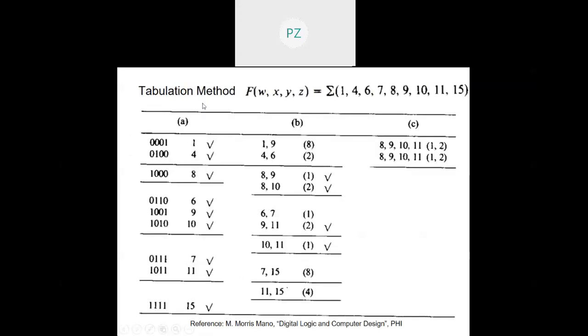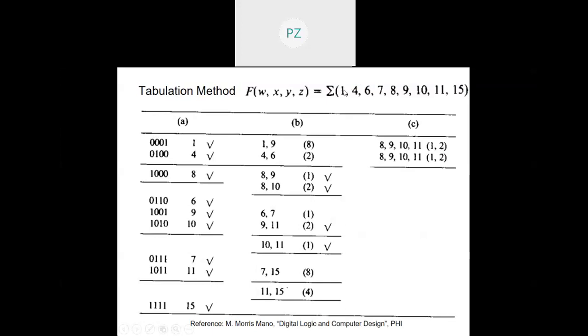Suppose in the next slide we are going to take another function of four variables again: 1, 4, 6, 7, 8, 9, 10, 11, 15. I must group them as per the number of ones in them. Since there is no zero, there is no group which has no one in it. So that group remains blank.